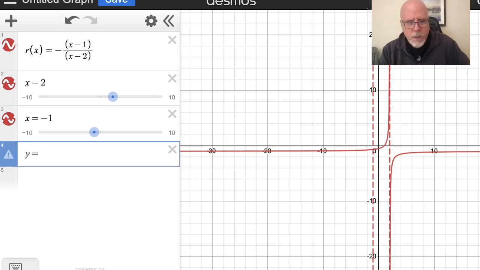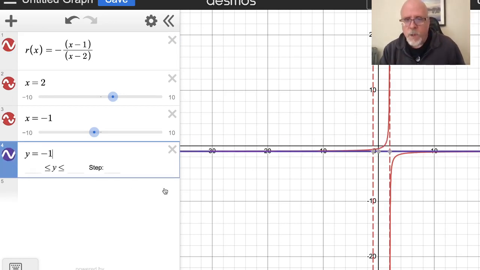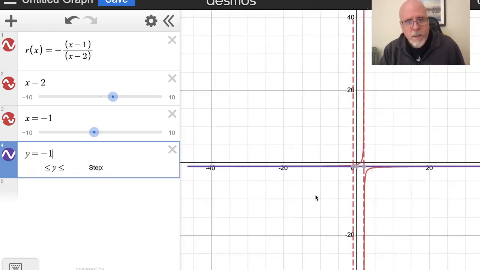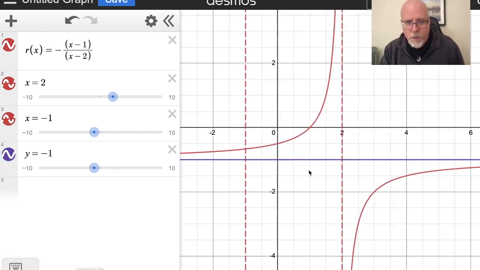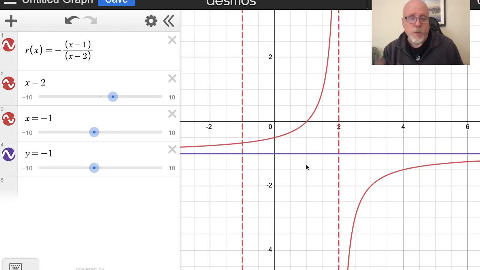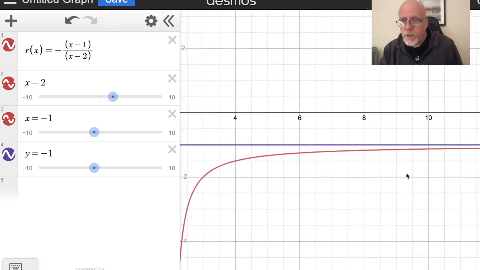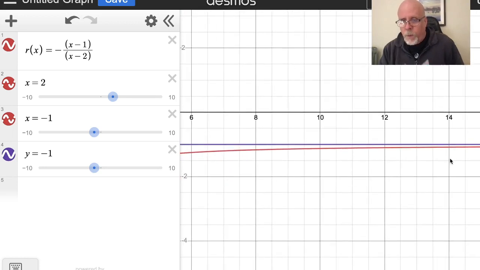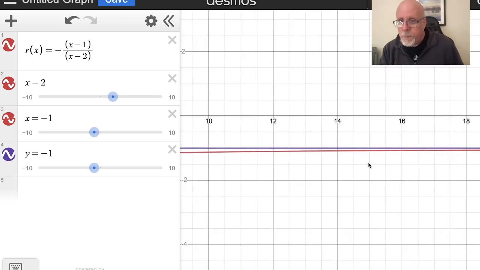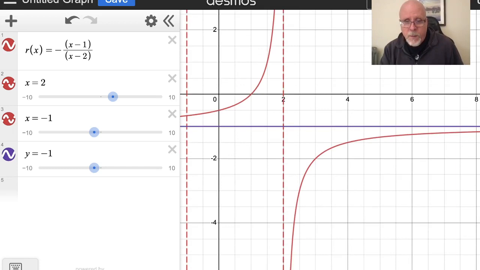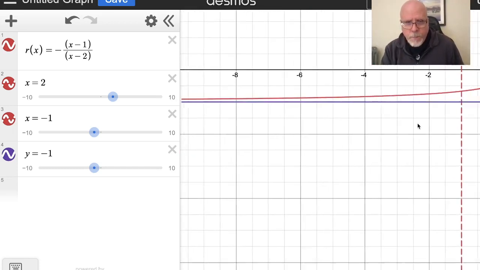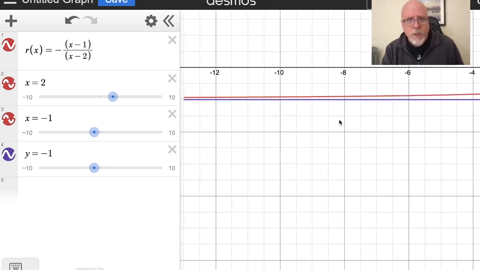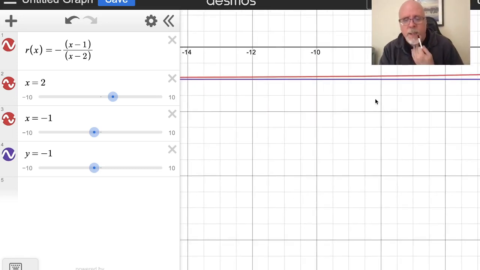How did I type minus and not get a minus? Oh, I just was sloppy. All right, well that's a prime example of what's called a horizontal asymptote. The word asymptote just means another curve that this one approaches. And as we work our way off to the right, you see how the red curve is getting closer and closer to the purple line. If we come back and look at the other side, the red curve again is approaching that purple line. So the line is an asymptote.